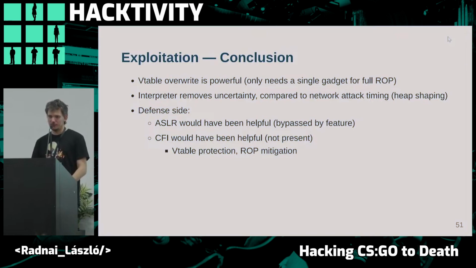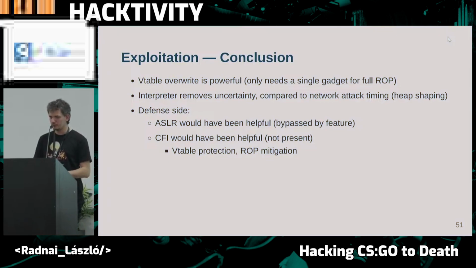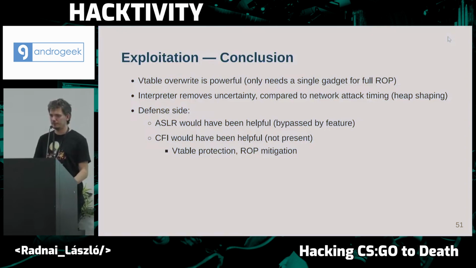So in conclusion, I found that vtable override is powerful. You don't need to think about heap allocation too much. If you can target these 4 or 8 bytes, you just need some somewhat special gadget, the stack pivot gadget, and you get a full ROP. Interpreter removes much of the uncertainty. So compared to network attacks, you don't need to think too much about how to shape the heap so that it's robust, so that the POC is robust.